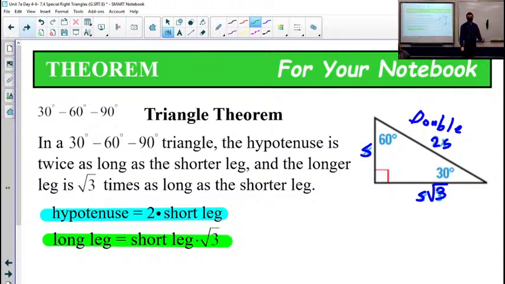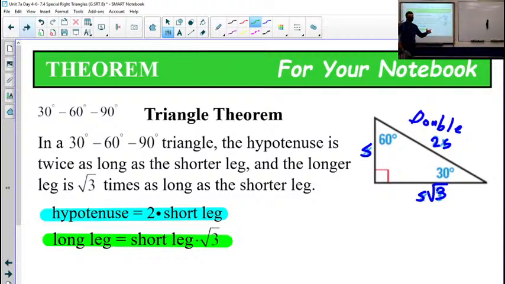So let's talk about a couple things as we take this down here. When I say short leg and long leg, remember how we talked about the hypotenuse? We look across from the right angle to get my hypotenuse. Well, to get my short leg, we look across from the 30-degree angle. And to get my long leg, we look across from the 60-degree angle. And we'll talk about this more next week when we talk about trig.